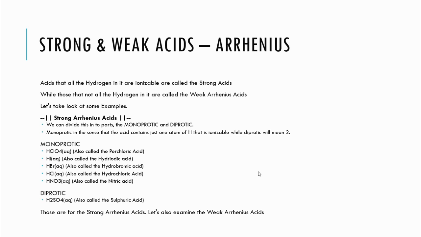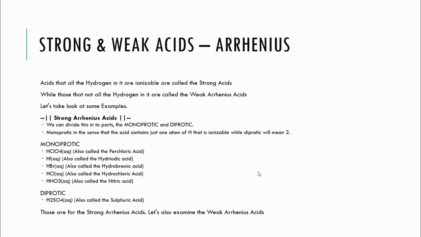So for the strong ones now, we can have monoprotic and diprotic. Monoprotic in the sense that, don't forget, proton is hydrogen ion. So monoprotic means it has one ionizable hydrogen ion. Diprotic means it has two ionizable hydrogen ions. So for monoprotic, we have HClO4, which is the perchloric acid. That's the strongest acid you can have.